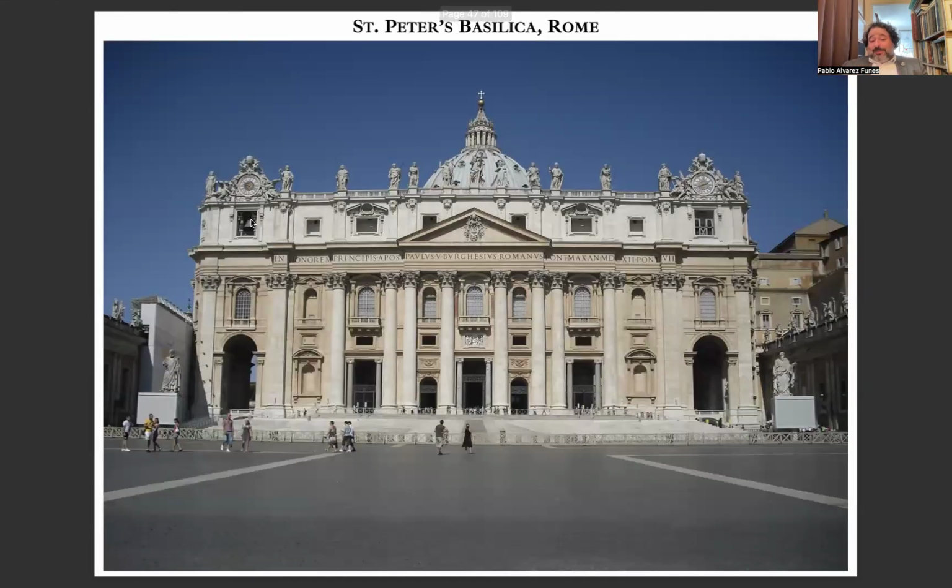And of course, we cannot talk about facades of churches without talking about the most important church of Christendom, which is St. Peter's Basilica, built as a result of many iterations since the original Roman Constantine Basilica was demolished.